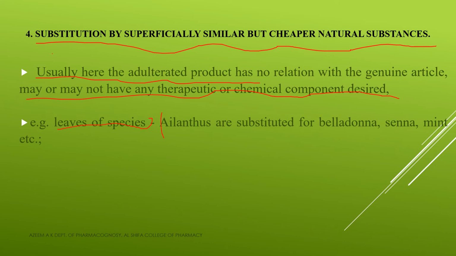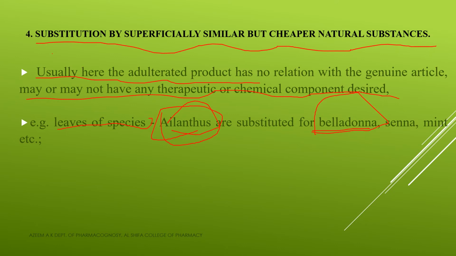So ailanthus leaves can be used as substituent for belladonna. This belladonna is a tropane alkaloid containing plant and it has atropine as well as other tropane alkaloids. If you are substituting this belladonna with ailanthus, this ailanthus leaf also has some similarity with belladonna, but it lacks the chemical constituent. So this is an example.